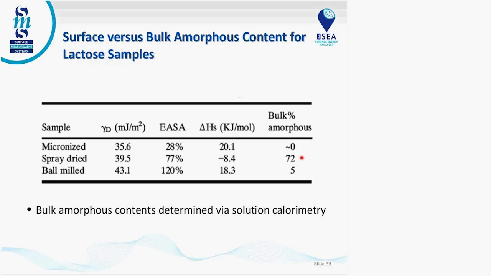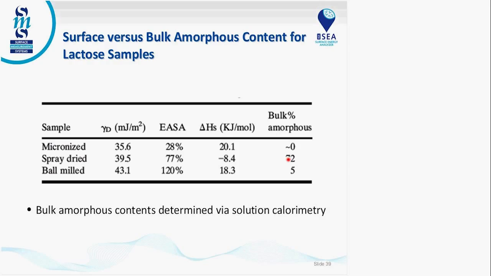We can see for the bulk amorphous that the solution calorimetry results said almost nothing, or very small, below the limits of detection. That's because for a micronized sample, the amorphous material is predominantly and almost only on the surface. So a very small bulk fraction was amorphous, but it's all on the surface. That's why you can see around a 30% amorphous fraction by inverse GC, but almost zero amorphous fraction by solution calorimetry. For the spray dried, where you would expect the amorphous fraction to be more evenly distributed throughout the particle, we see around 77% for surface energy and around 72% for the solution calorimetry.